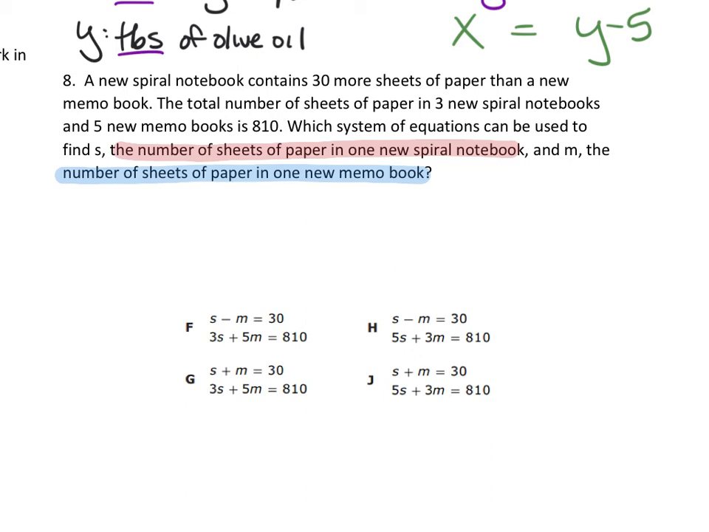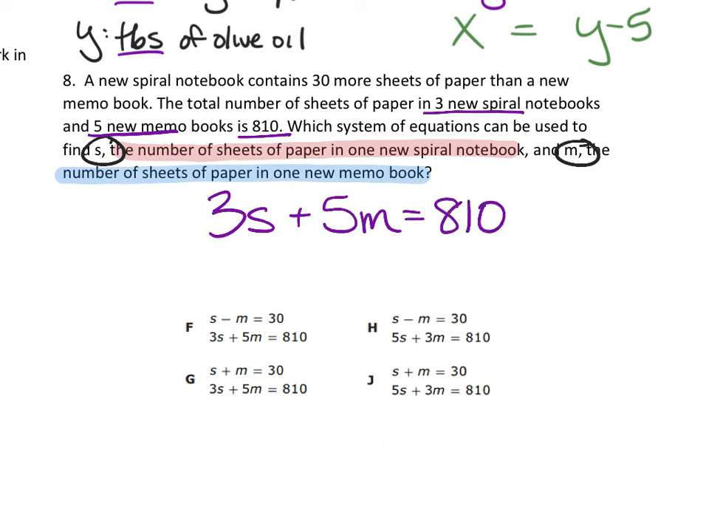Okay, here's some things I know. I know that they've already labeled my values for me. This time we're using S for the new spiral notebooks and M for the new memo books. It's labeled. I know also that it says the total number of sheets of paper in 3 spiral notebooks and 5 memo books is 810. So if I do 3 spiral notebooks and 5 memo books, I should have 810 pieces of paper. Once we have answer choices though, do half the work and stop. Do you notice that there are 2 answer choices that are for sure not right? Which ones can we eliminate?